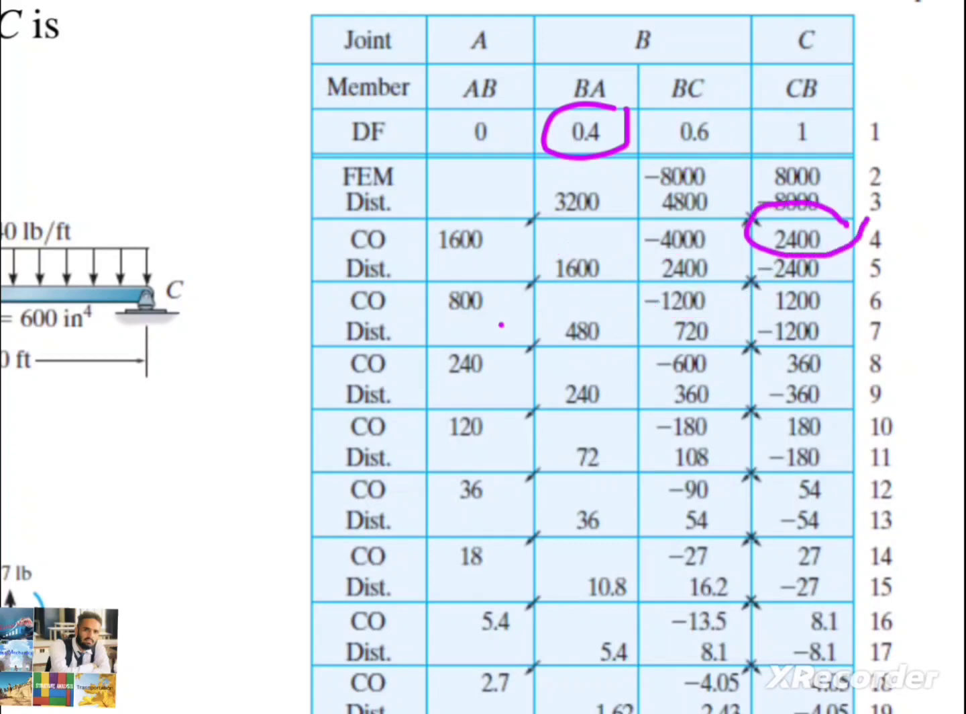In joint C there is a moment of 2400. Take the opposite value, which is minus 2400, and multiply it by the distribution factor: minus 2400 multiplied by 1 gives minus 2400. Now we again have distribution moments. At A there is a zero distribution moment. At B, member BA is 1600, member BC is 2400, and member CB is minus 2400. Now we carry over these moments to joints A, B and C respectively.